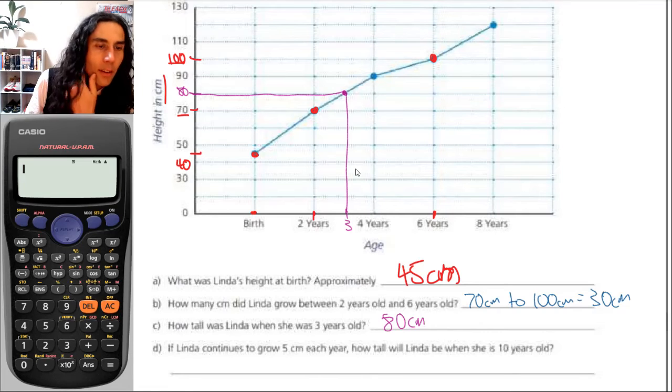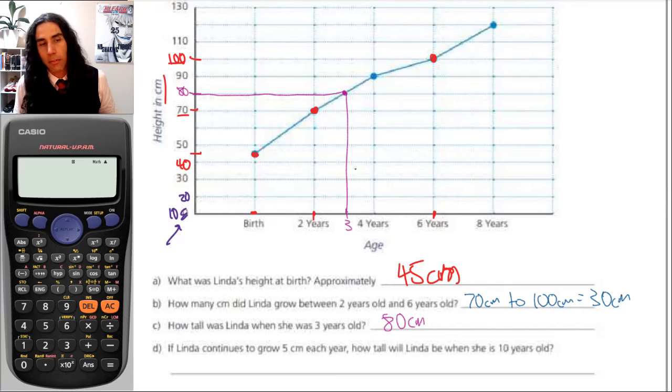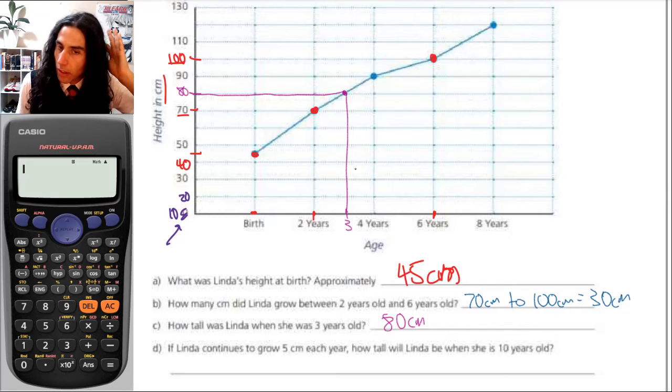Super bad. This down the bottom corner. No. It should be going up in tens. So this one, it shouldn't be 0. That should be 10. And then that should be 20, etc. Really bad graph there they've done. They've left out the bottom. Bad mistake. All right. If Linda grows 5 centimeters each year, how tall will she be when she's 10?